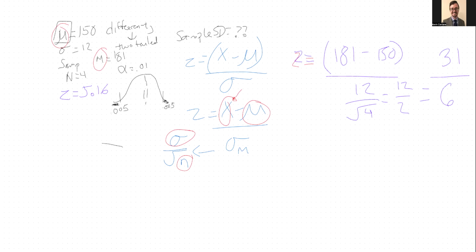The first one is our z-score: where does our average fall? And the second is where we are allowing ourselves to be. So if we're here at 5.16, that's some value. A second question is what z-score has 0.005 to the right side? That is a question we don't yet know the answer to.